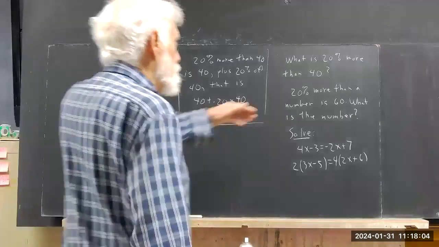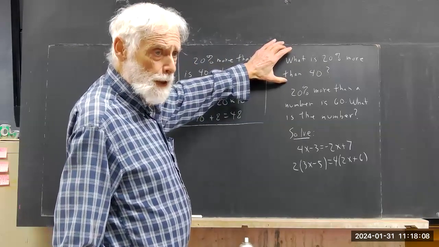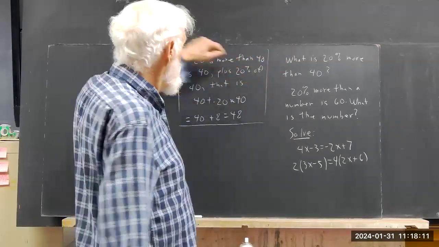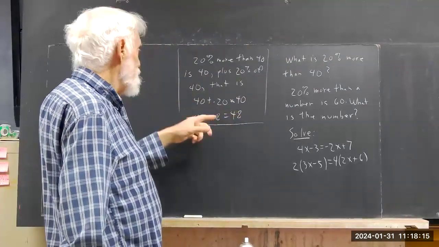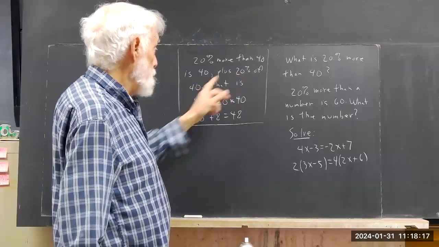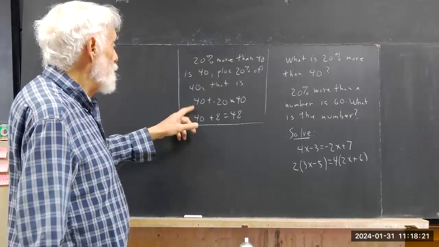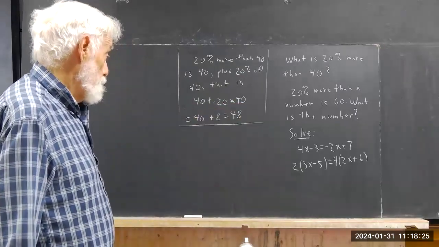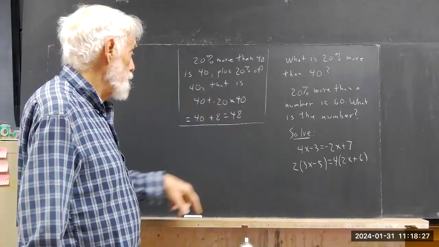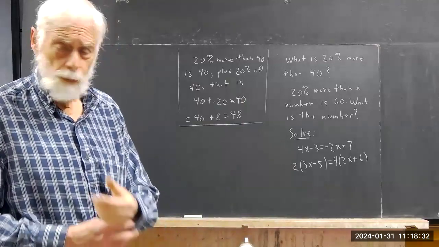So we have these quiz problems, 20% more than 40. Now, everybody got that rather quickly, but we write this out. We say 20% more than 40 is what? It's 40 plus 20% of 40. So that means it's 40 plus 0.20 times 40. And then that's easy to calculate. And you get 40 plus 8, which is 48. Everybody got that rather quickly.